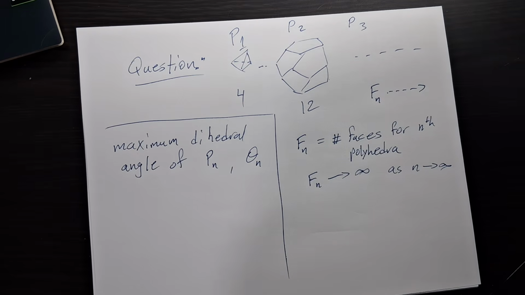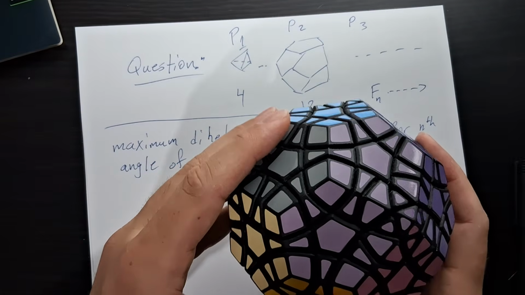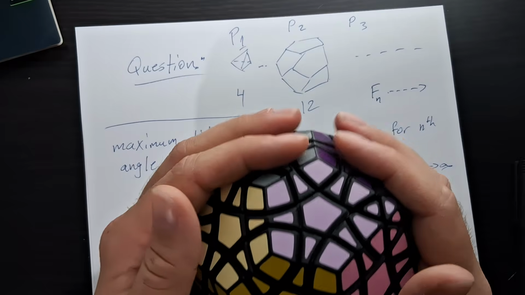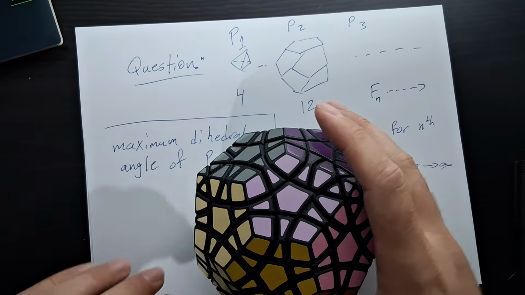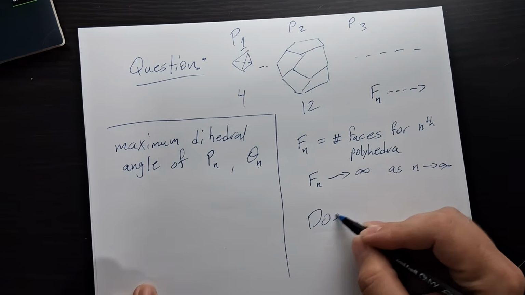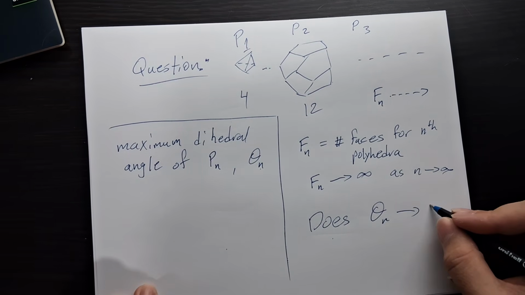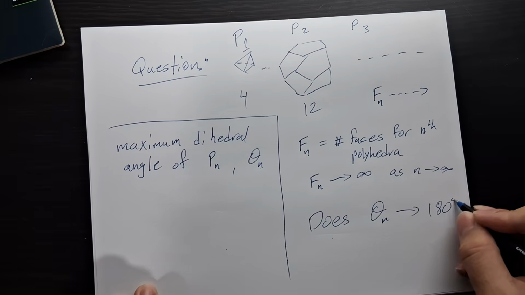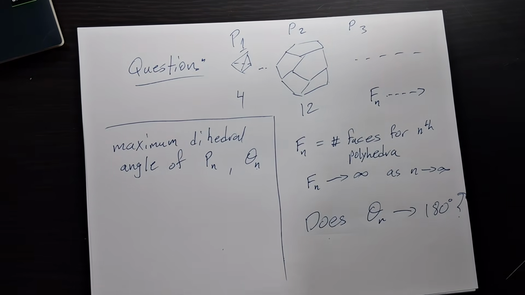What happens to the maximal dihedral angle? So you think as it gets bigger and bigger, let's say something like this has 24 faces. As the number of faces gets bigger, it should get more ball-like, and that dihedral angle should get bigger and bigger until it becomes almost flat. Does theta n have to go to 180 degrees? And what surprised me is this is false.